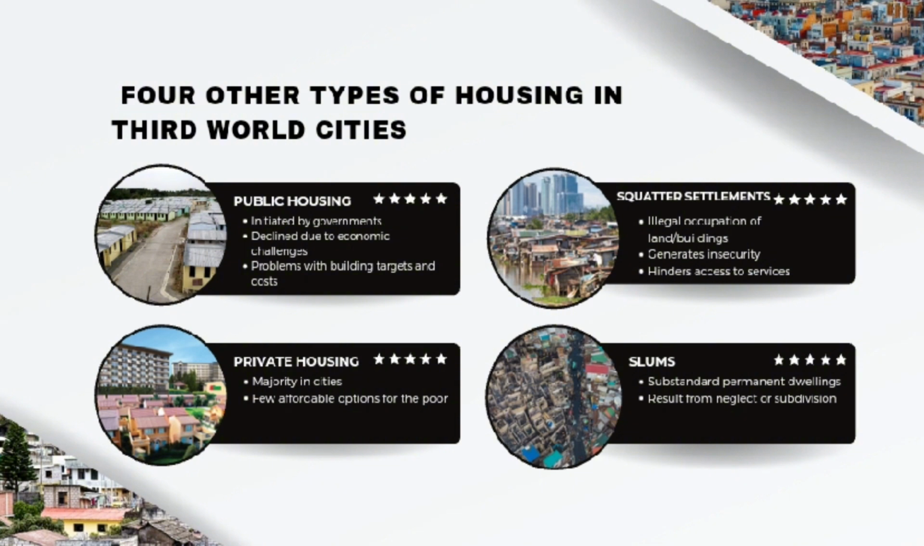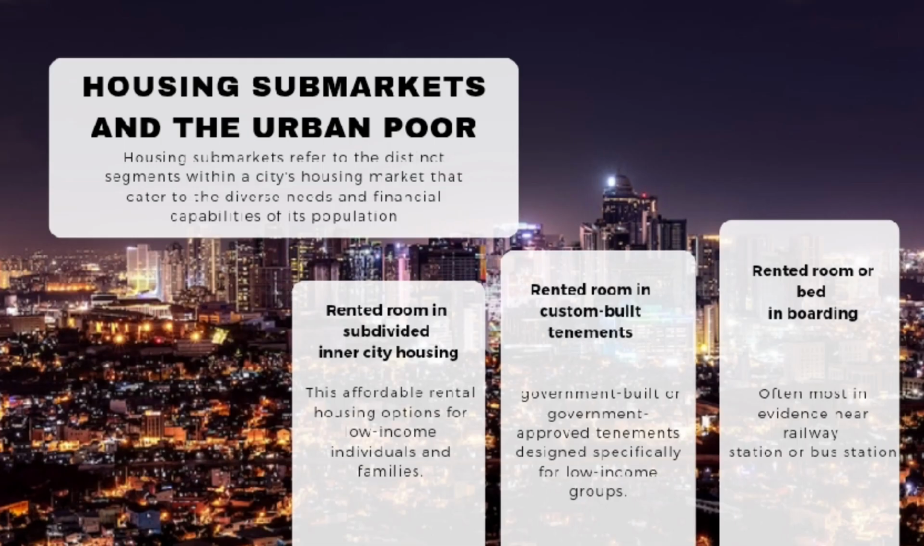And we have sub-markets. Okay. So, within any city, there is a number of different sub-markets to satisfy the needs and financial abilities of different populations. And of course, housing decisions are based on cost, size, quality, and location. So, the rented room in subdivided inner-city housing, this is an affordable rental housing option for low-income individuals and families.